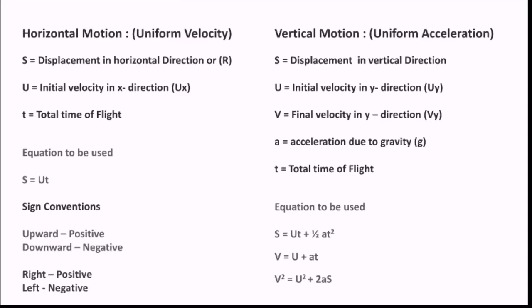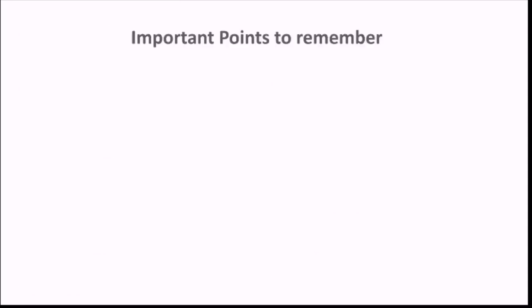Similarly, for vertical motion, we need to determine 5 variables, that is S, U, V, A and T, and to analyze this motion we have to use any of the equations from S is equal to ut plus half at square, V is equal to u plus at, or V square is equal to u square plus 2as, depending on what is asked in the question. Some important points to remember for a projectile motion.